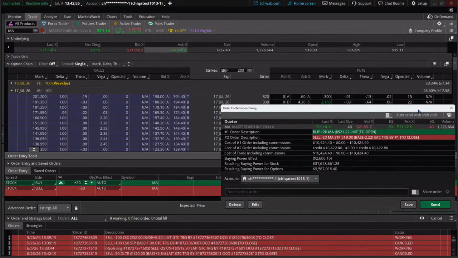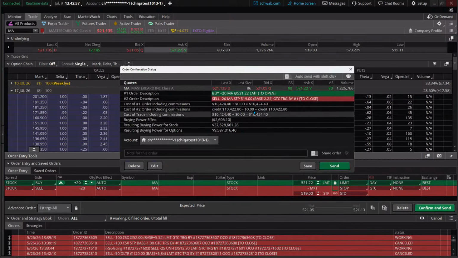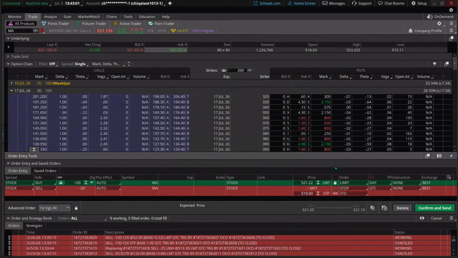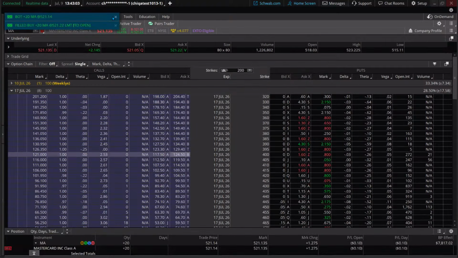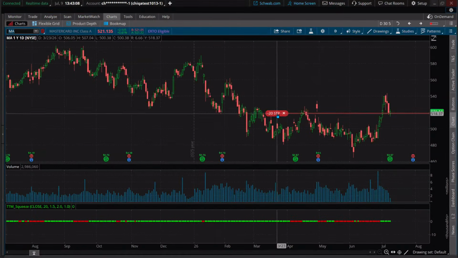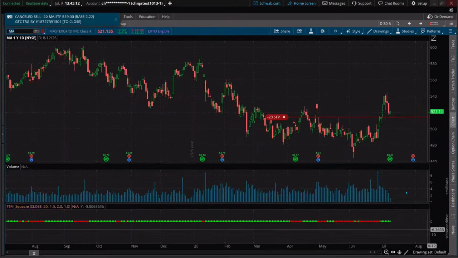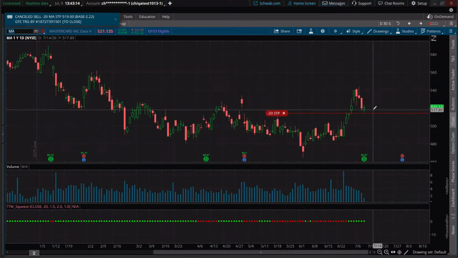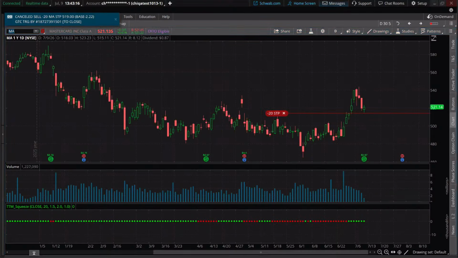Always keep an eye on your dialog box, as you can see right here. Even 20 shares has a buying power effect of about 2,600 as it stands right now. We'll send that on through. There's the fill and the stop order, perhaps below the entry point, keeping it below the low of the entry bar right there.